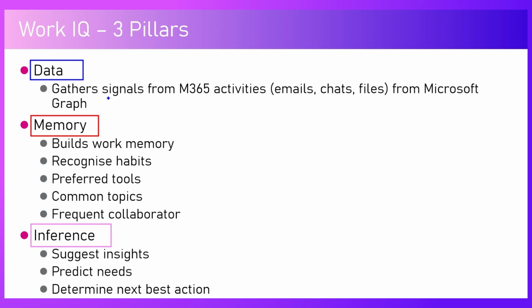Now, data. So, gathering the signal from M365 activities like emails, chats, files from Microsoft Graph. So Microsoft Graph plays an important role in first gathering this information, establishing that relationship, and then taking all this data and then building the work memory. So what it does is it tries to understand your habit.